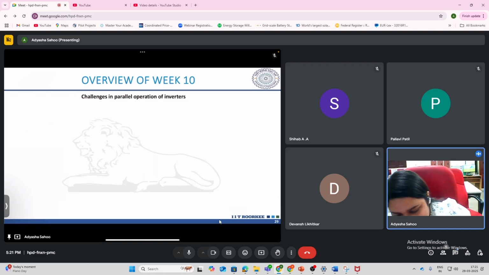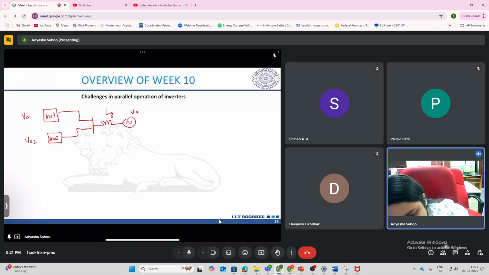So basically, you see, this is inverter 1, this is inverter 2, operating at voltages V01 and V02, and then supplying to the grid through the grid impedance, this is LG, and this is the grid. So this will be I21, this is I22.